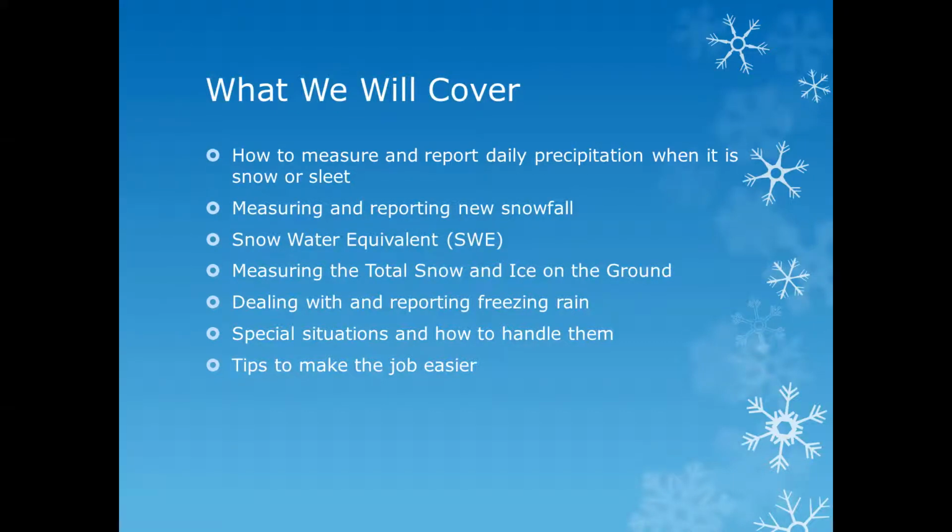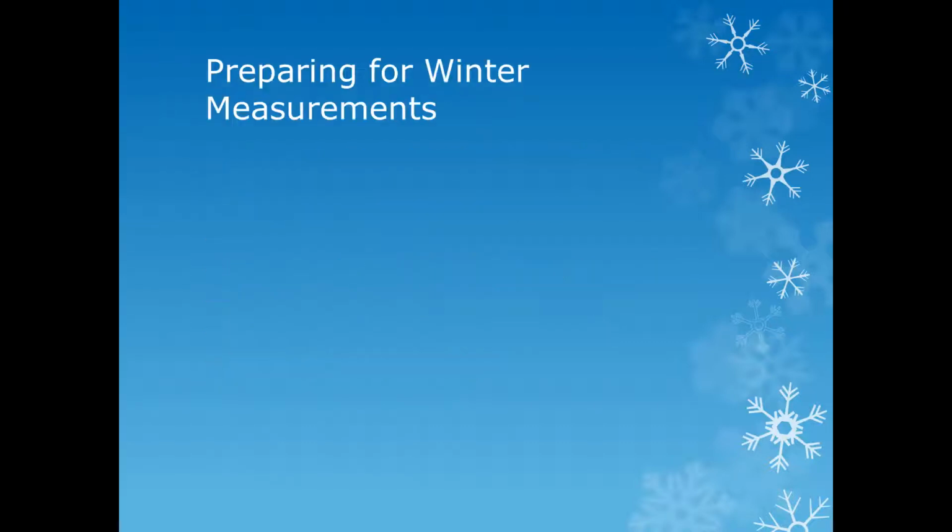Freezing rain is something that's fairly common in the Midwest and Northeast, and probably at least once this winter in those areas, you're going to have a situation where freezing rain will occur. And then we'll have a section on special situations that might arise, for example, mixed precipitation, high wind situations, et cetera, and how to handle them. And last of all, we're going to have some tips that should make winter weather measurements a lot easier than they are if you don't use those tips.